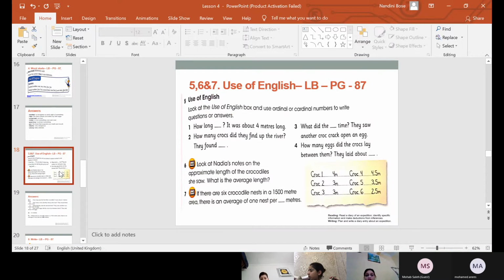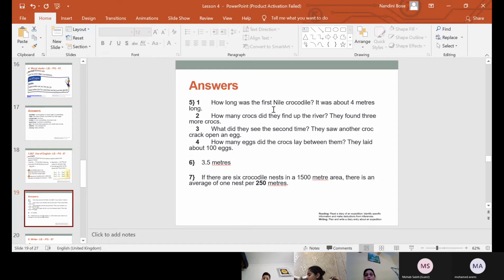Okay. Now, look at question 5, 6, and 7. So let's do this together. Use of English. Look at the use of English word and use cardinal or ordinal numbers to write questions or answers. So I'm going to show you the first one. How long was the first Nile crocodile? Copy down the first one. And the answer is given to you. It was about 4 meters long. Are you understanding how you have to do it? Okay. Depending on the question, you will have to use cardinal and ordinal number.